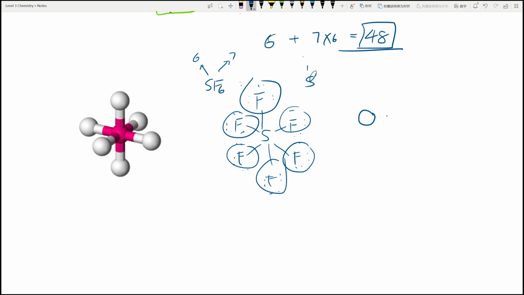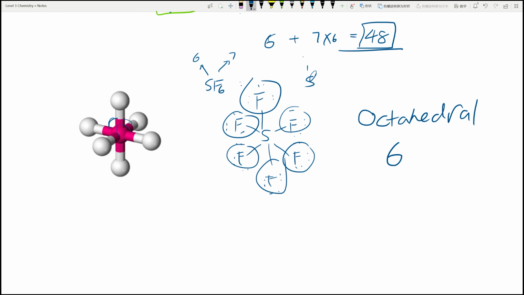So this is what we call an octahedral shape. Okay, so this is octahedral. We have six groups of atoms bonding to the central atom. And you can see the bond angle is going to be, you're going to have two bond angles. Because if you look at these two, that's 90 degrees. Okay, if you look at these two, 90 degrees, 90 degrees, 90 degrees.